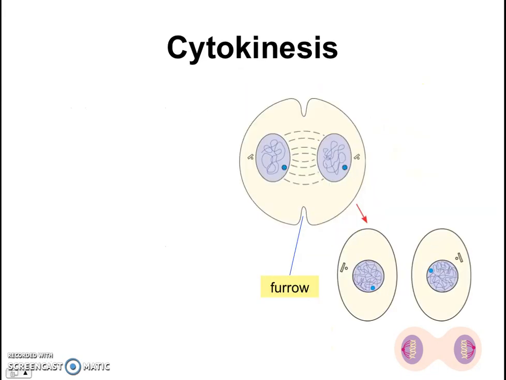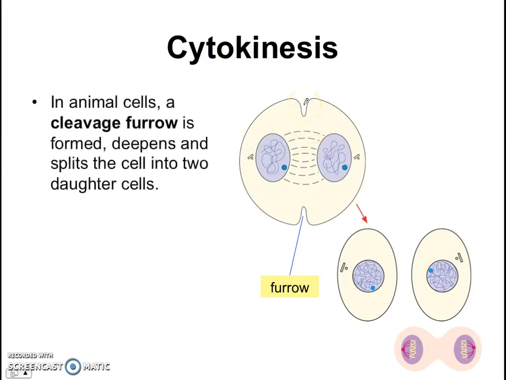Alright, so now that the nucleus has been divided, what remains is dividing the cytoplasm through a process called cytokinesis. And in animal cells, what happens is that a cleavage furrow is formed. So a little furrow is formed, and this furrow will deepen and deepen until it splits the cell into two daughter cells.